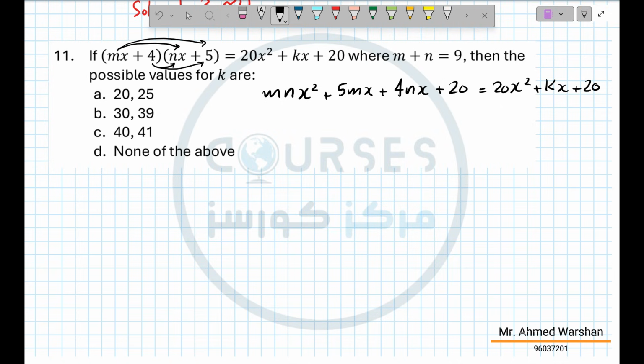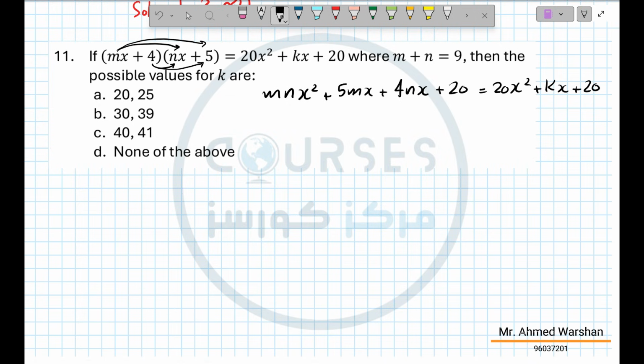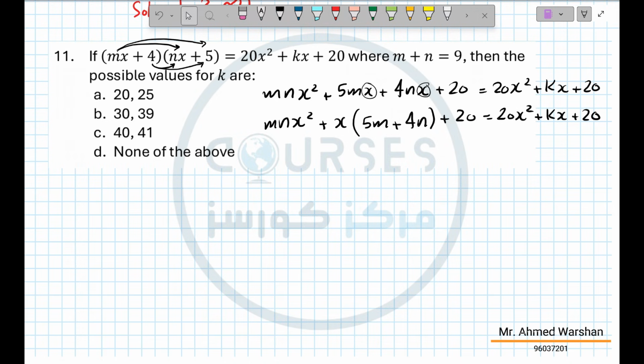So by comparing coefficients, if you compare x squared with x squared, then the numbers of their coefficients match. But there is one thing. Here we have 1x, here we have 2 x's. So it's better that we take x as a common factor here in the middle. So mnx squared plus x, if you take x from the two middle terms, what you're going to have left is 5m plus 4n and then plus 20 equals 20x squared plus kx plus 20.